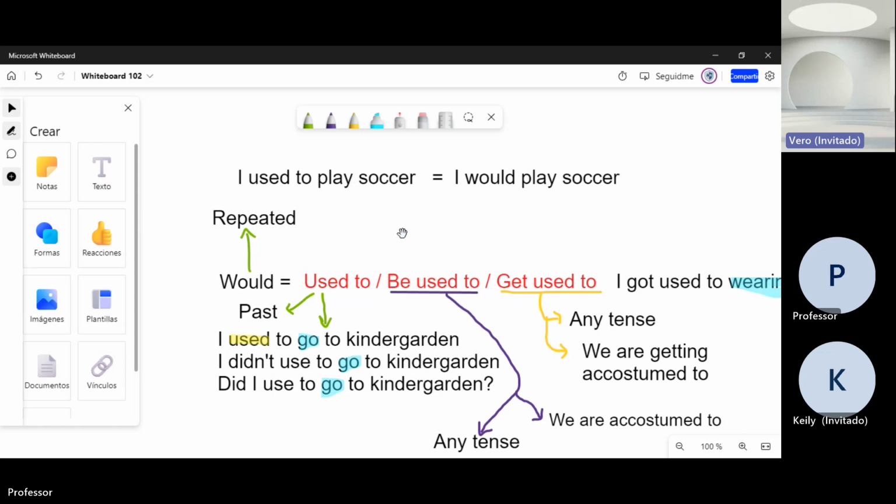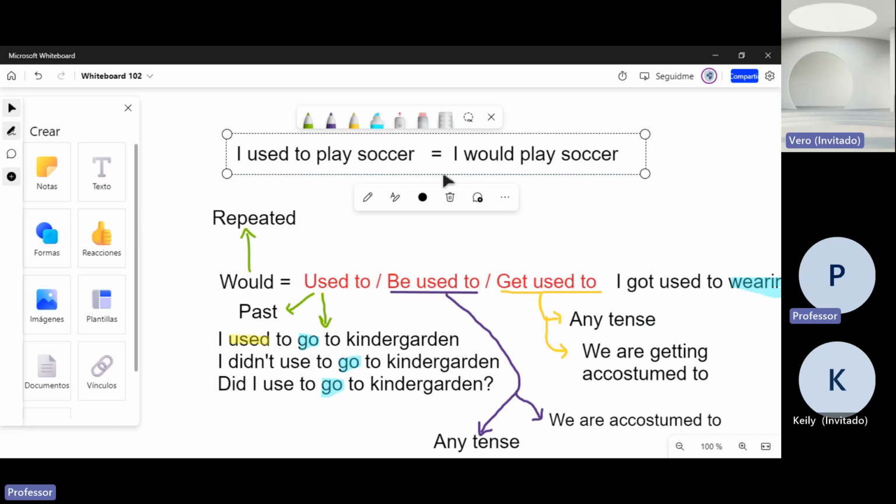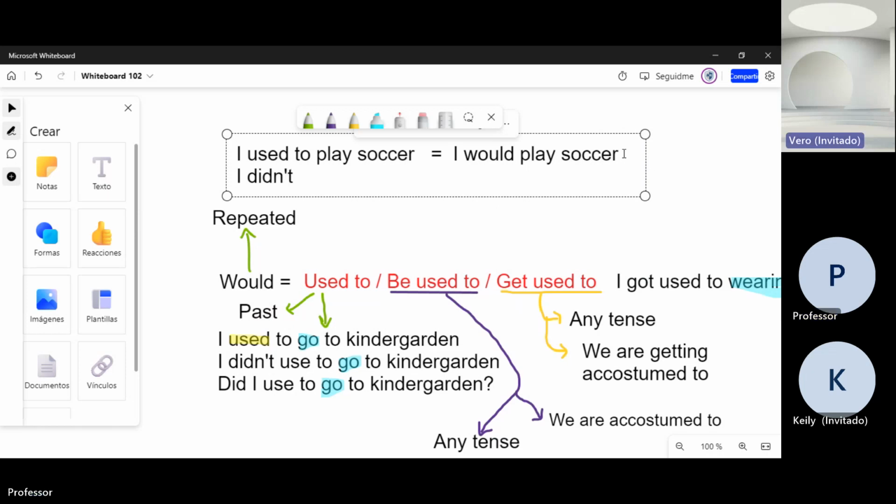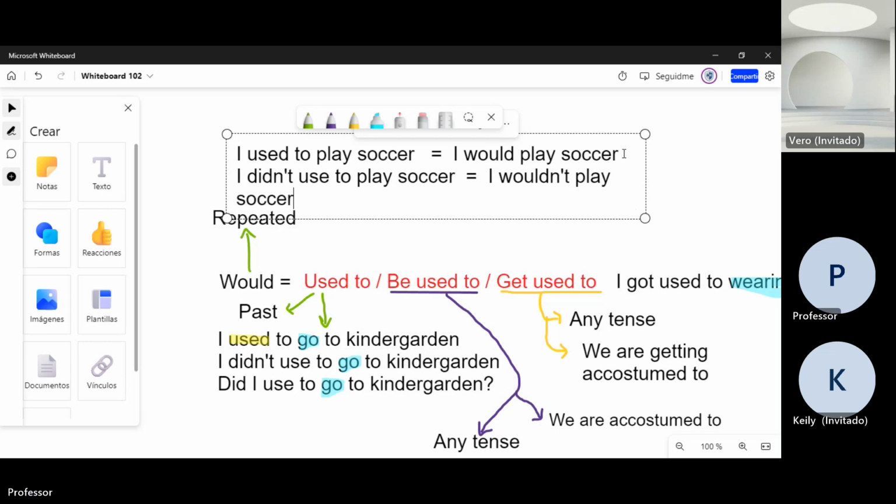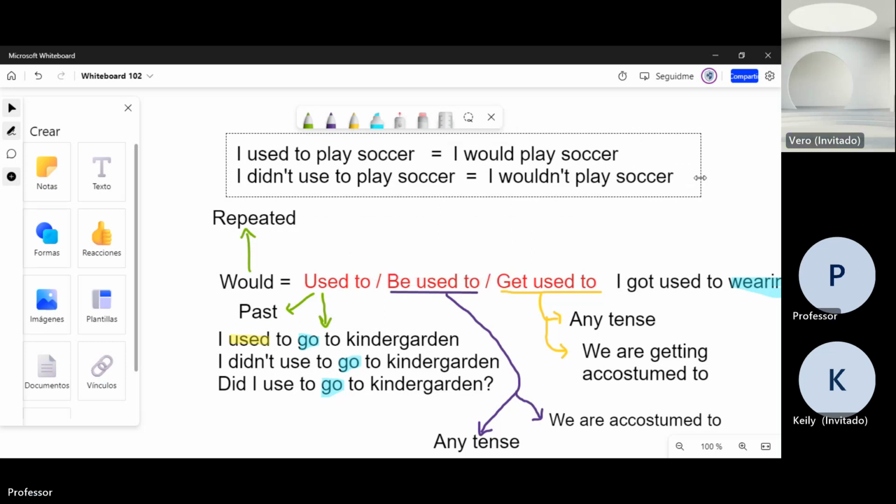It is the same in negative. I didn't use to play soccer. I wouldn't play soccer. I will follow the same rules for would. Here I have: I didn't use to play soccer, and it would be the same as I wouldn't play soccer.